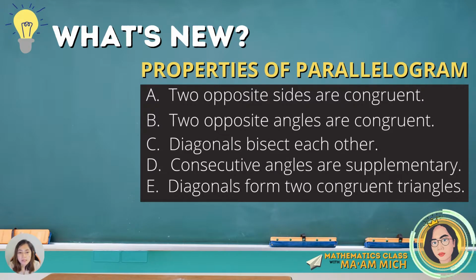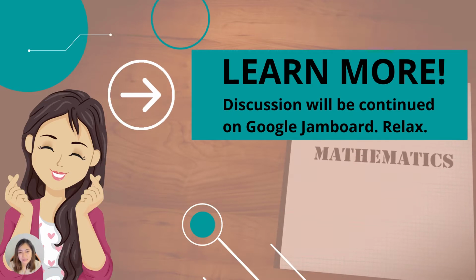Now, always remember these properties of parallelogram. We have 5 properties of parallelogram. First, two opposite sides are congruent. Second, two opposite angles are congruent. Third, we have diagonals bisect each other. Fourth, we have consecutive angles are supplementary. And we have the last one, diagonals form two congruent triangles.